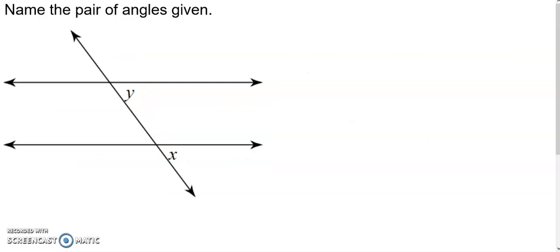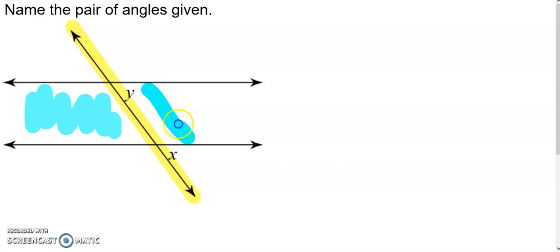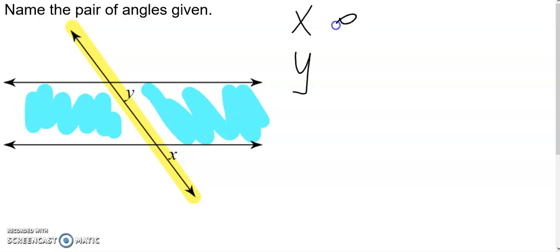Let's identify this pair. So we're going to do the same process. I am going to highlight the transversal. I'm going to shade between these two lines. This is always the interior. We shade the interior. And then I'm going to describe where the angles are. So X, you're going to ask yourself, is X inside or outside? Is it interior or exterior?